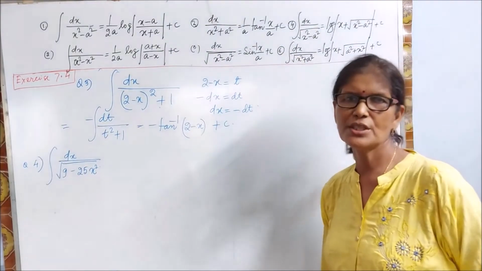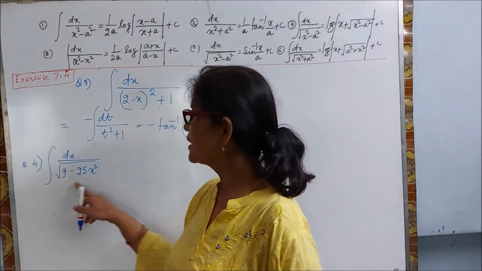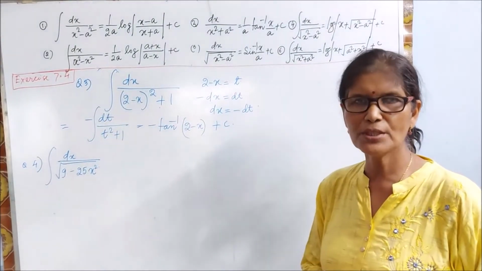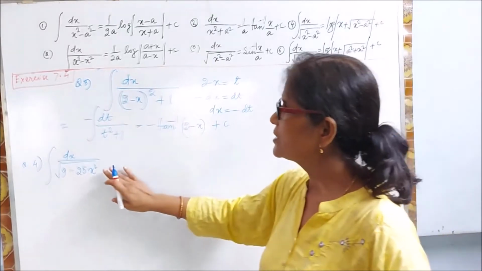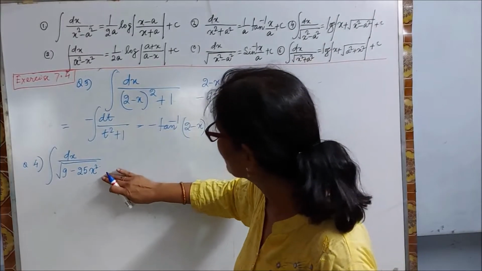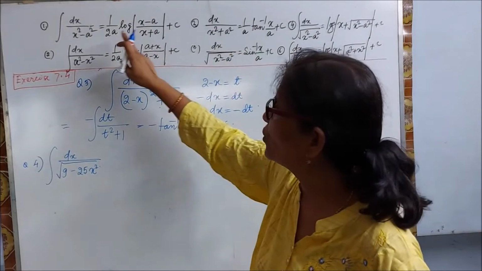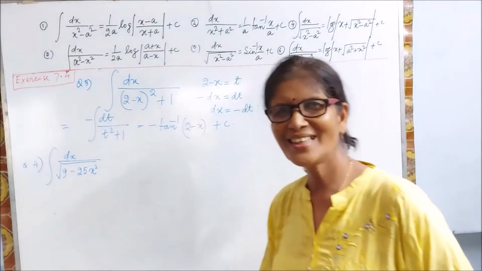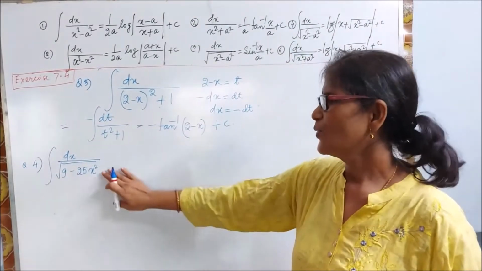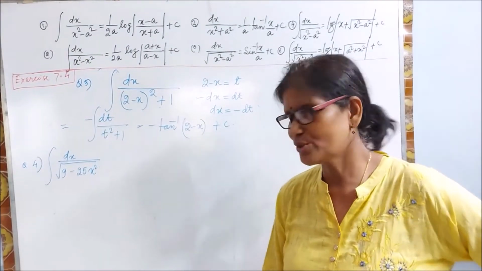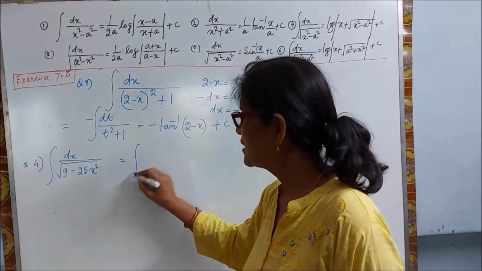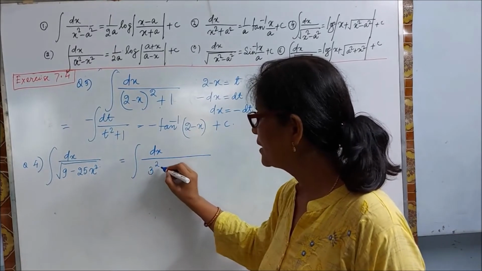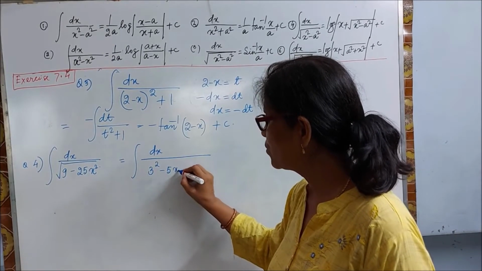Now coming to question number 4. Now we'll see question number 4 is slightly different. You have done similar questions, only x square plus a square, 1 plus t square, 1 plus x square. This is different. Now think of which formula it will fit. I have written all the formulas here. So first you make it a square. 9 is 3 square. What is 25x square? 5x whole square. So I'll write this as dx by 3 square minus 5x whole square.